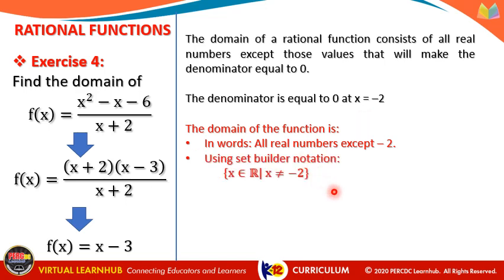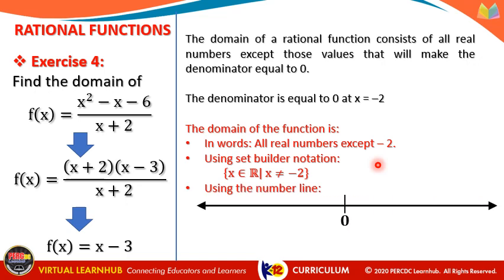In terms of set builder notation, our domain consists of all real numbers such that x is not equal to negative 2. In terms naman of the number line, so markahan natin yung negative 2 somewhere here, hindi siya kasama kaya maglalagay tayo ng hole. And then, i-shade na lang natin the rest of the number line. So from negative 2 up to negative infinity to the left, and from negative 2 up to the numbers approaching positive infinity, so to the right.